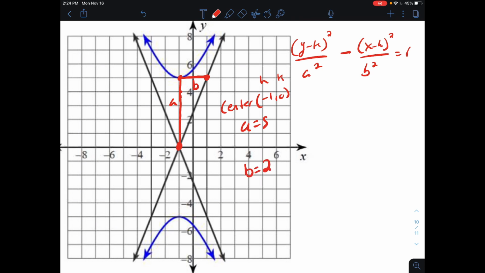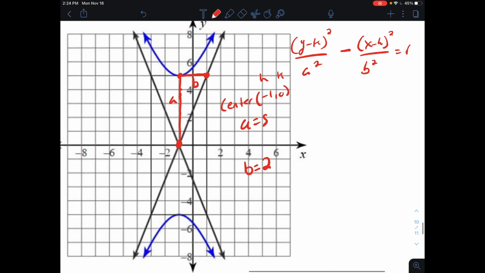So now I can plug all of this in. Our equation would be y squared over 25, because k was 0, minus x minus negative 1 squared, so x plus 1 squared over b squared, which is 4, is equal to 1.